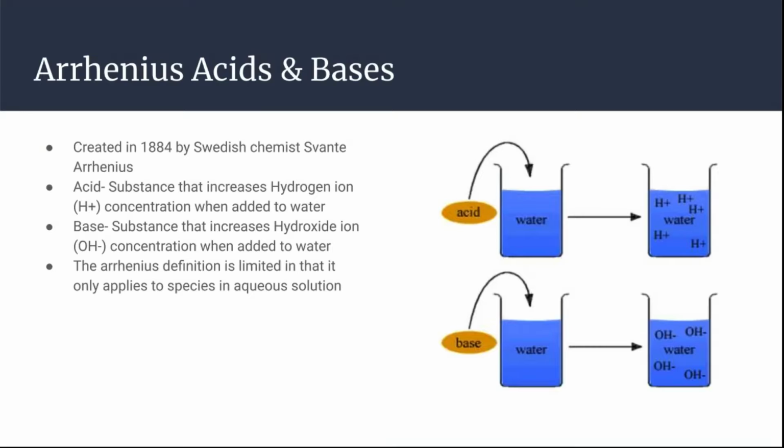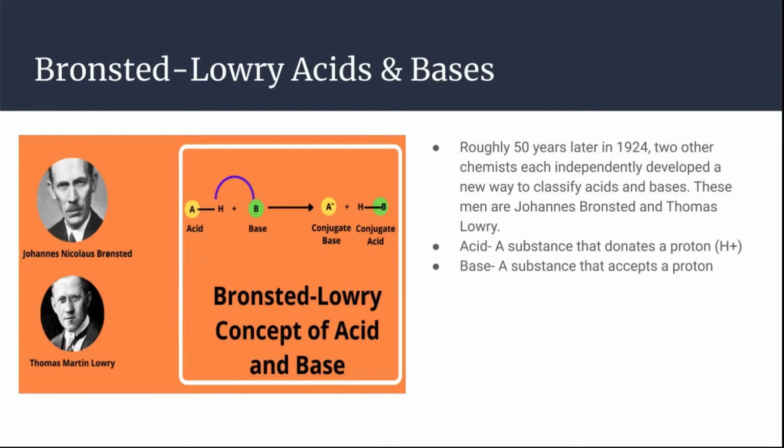This definition was created in 1884 by Swedish chemist Svante Arrhenius. An Arrhenius acid is a substance that increases hydrogen ion concentration when added to water, which, based off of some thermodynamics principles, is not a realistic thing. So what that actually does is increase the hydronium concentration in water. And an Arrhenius base is a substance that increases hydroxide ion concentration when added to water. And if you couldn't tell based off those definitions, this Arrhenius classification is limited in its application in that it only applies to species in aqueous solution.